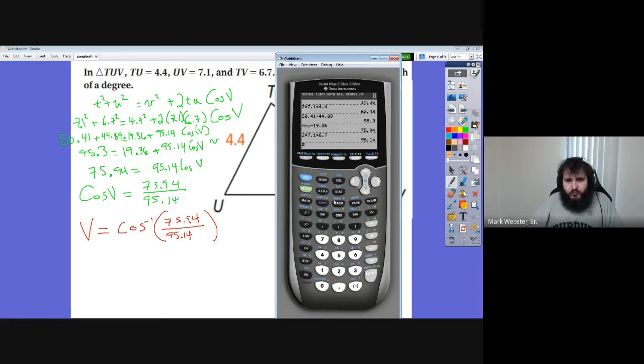So second cosine, remember you want to see that inverse in there, right? Second, that -1. Then you're going to type it in, 75.94 divided by 95.14. Close those parentheses. And that's my answer. 37.04219062.